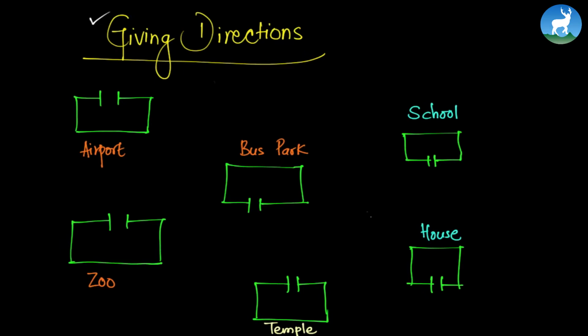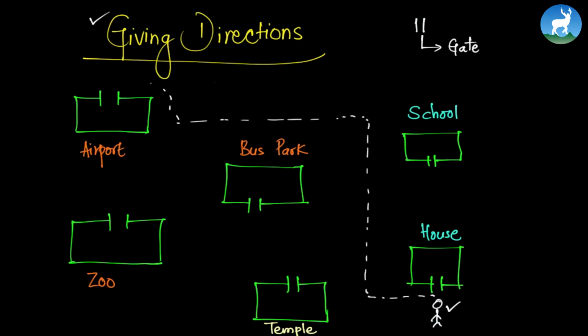Let us assume that these black spaces between the buildings are the roads, and these two parallel lines are the gate. So let's say you are right here, this is you. You're outside your house, this is the gate, right? And let us now assume that you are just outside your house and you want to go to the airport. How would you go to the airport? From this point, you would walk like this and you would reach the airport, correct?